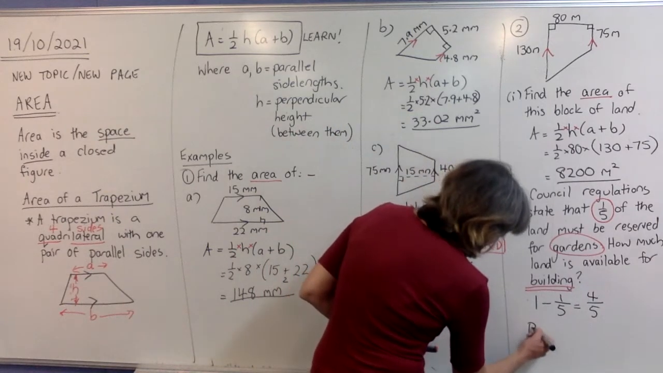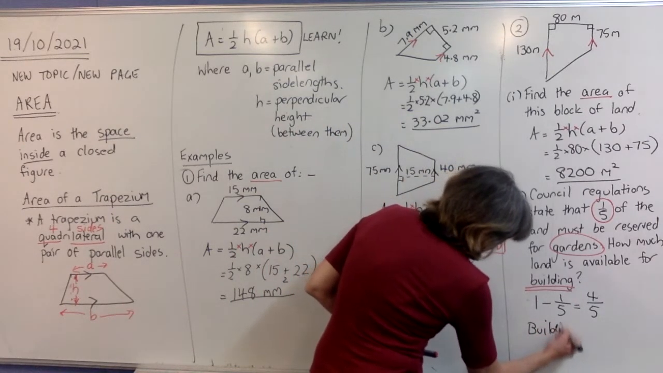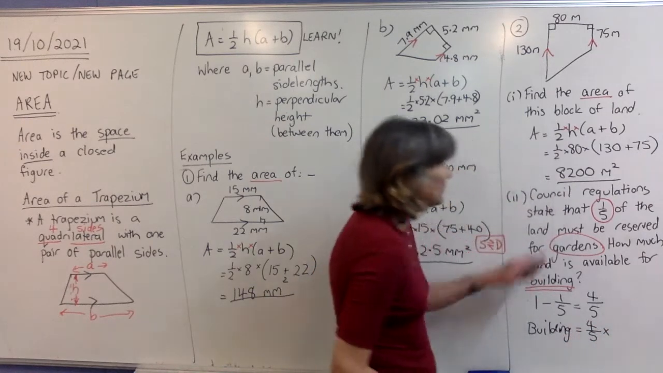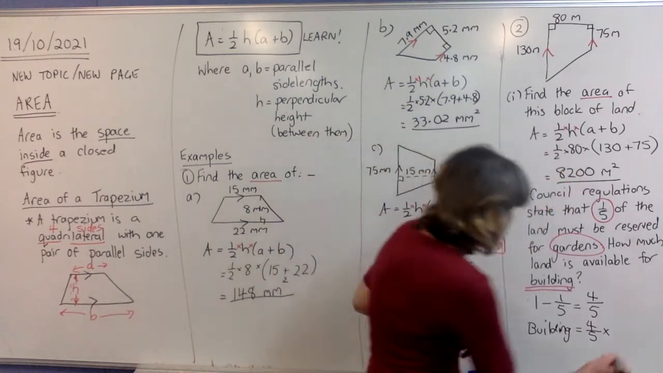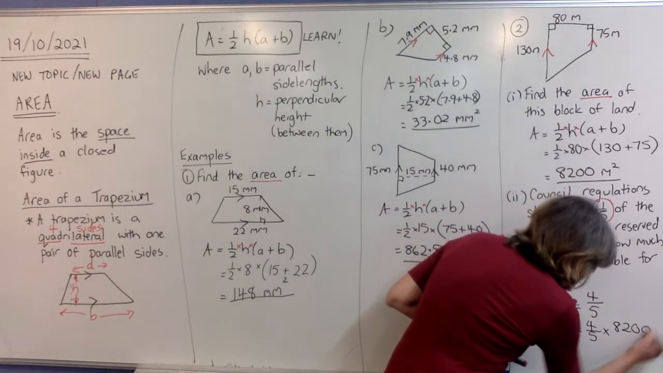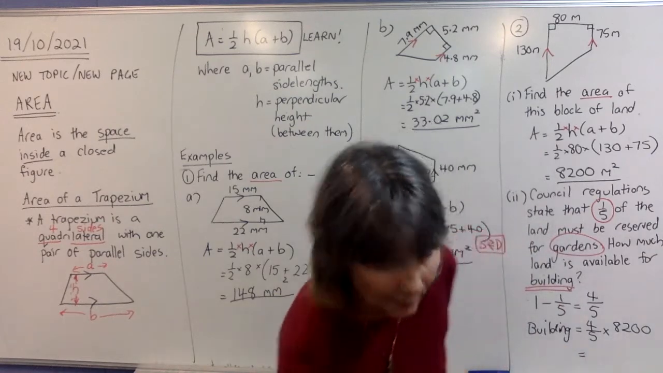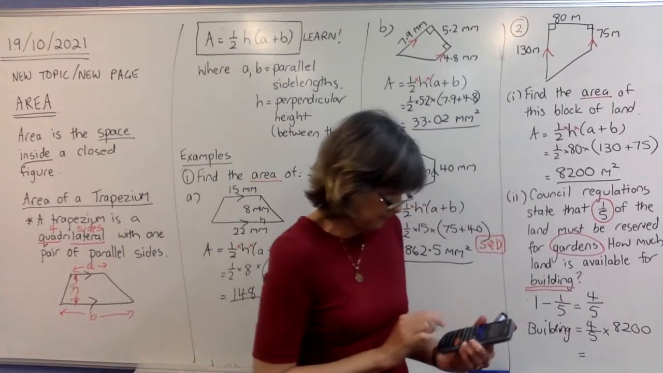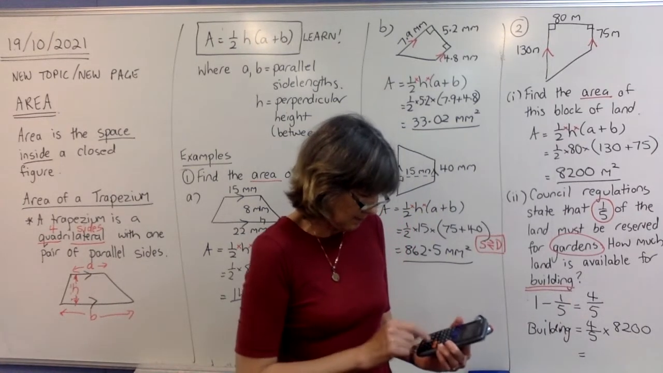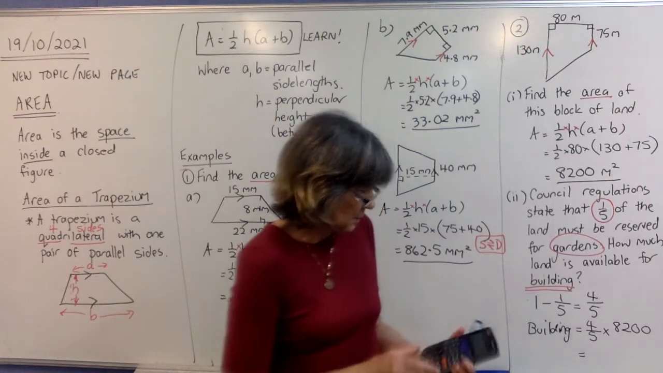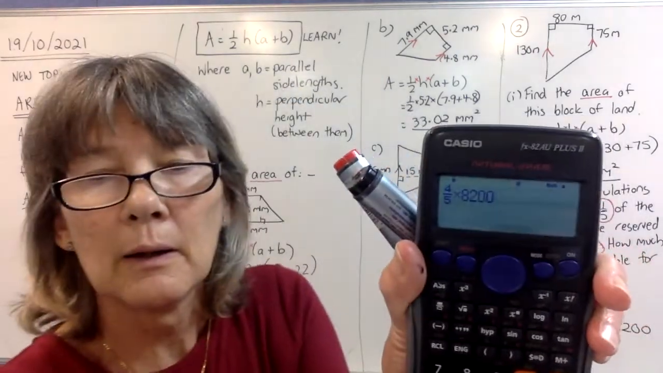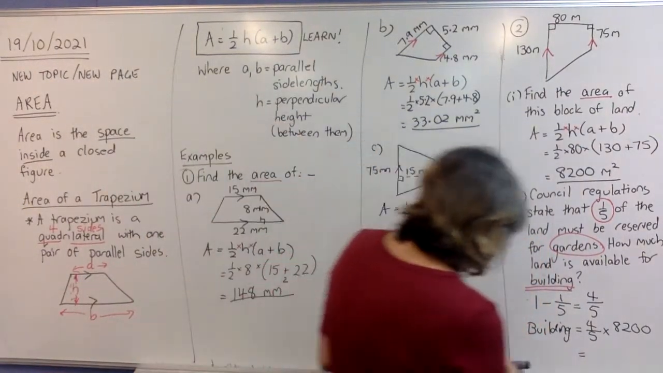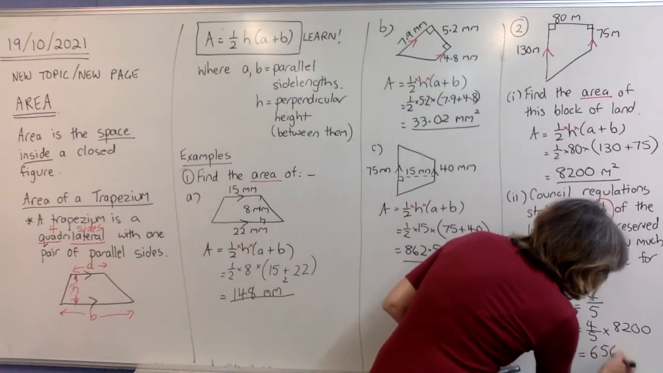So I'm going to do building equals 4/5 of, 'of' is times, so we're doing 4/5 of this block of land here. Type that into your calculator. So we're doing 4/5 times 8,200. Put it in your calculator. Okay, and when you've done that, we're pressing equals, 6560, and that's how much land you're allowed to build on.